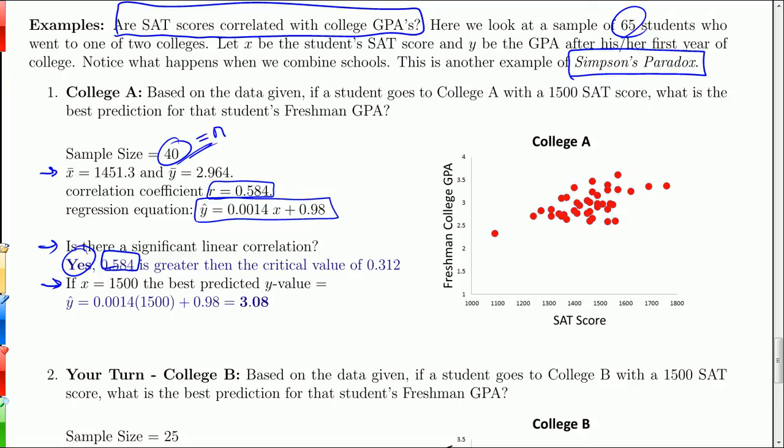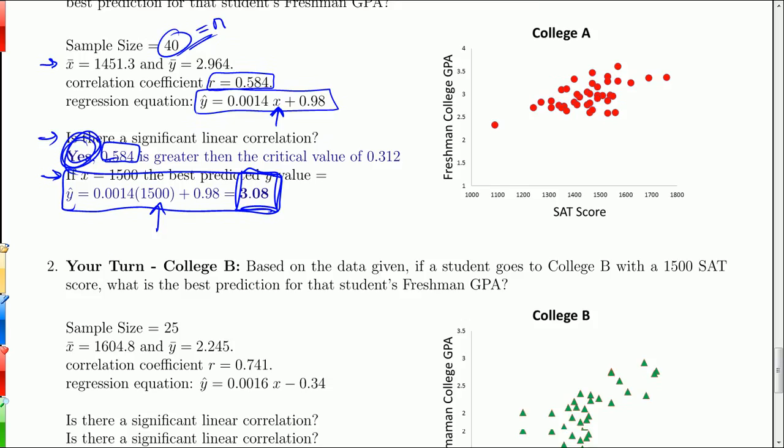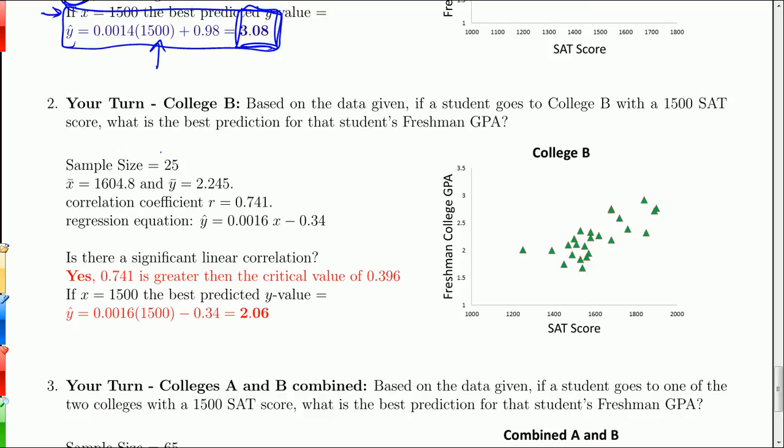If X equals 1500, the best predicted Y value is, and we get that from the regression equation because there is a significant correlation. So we put 1500 in for X, that's this X right here, and we get 3.08. So if you head into that school with an SAT score of 1500, we predict a GPA after the freshman year of 3.08.